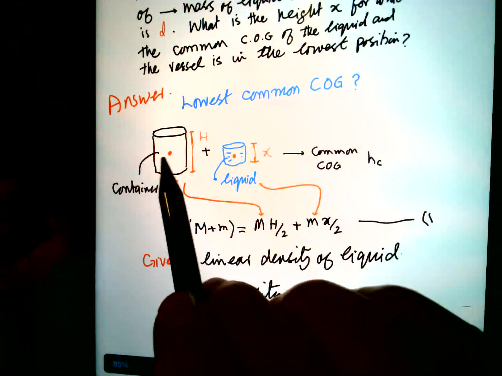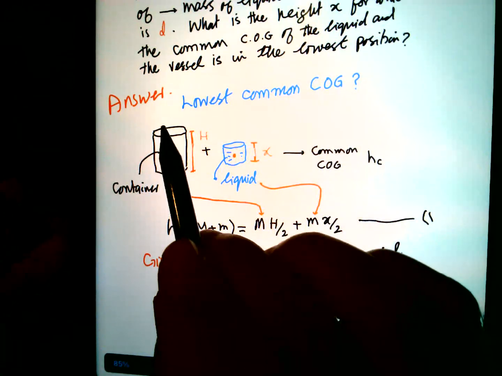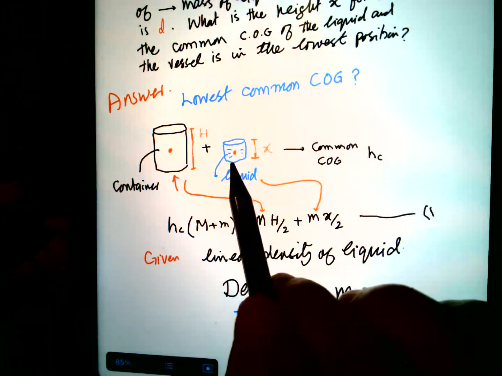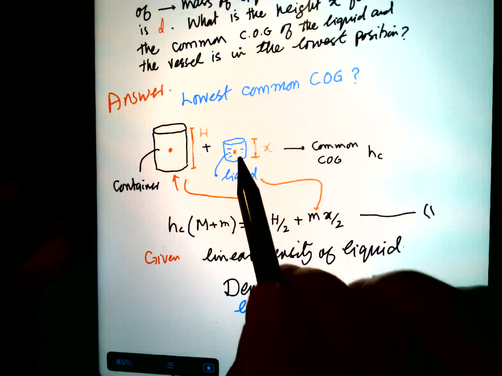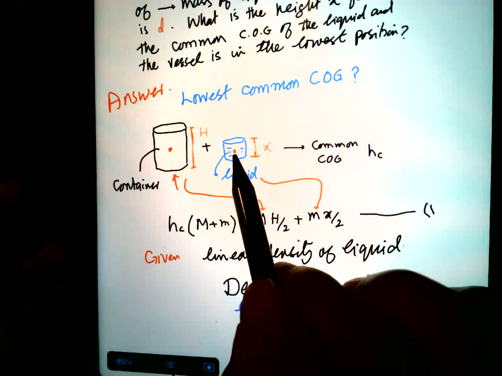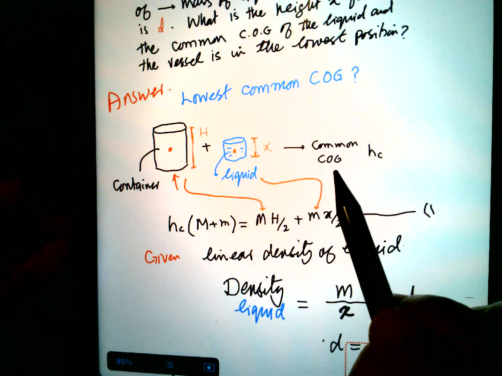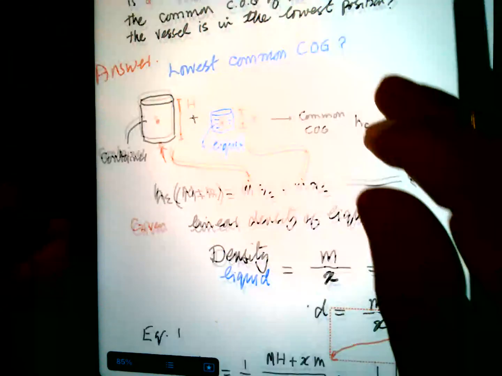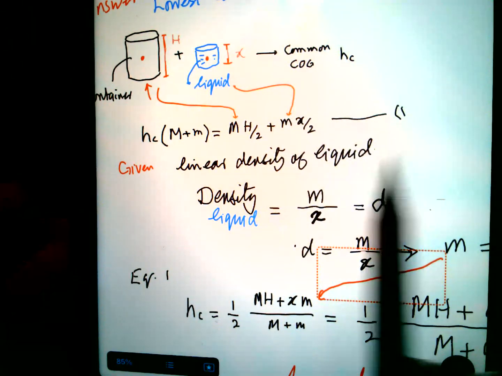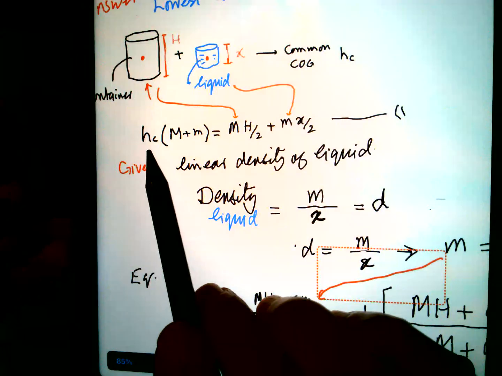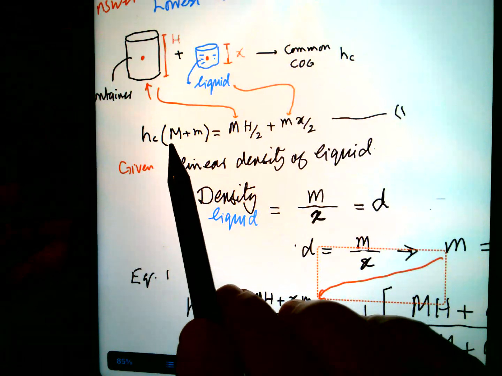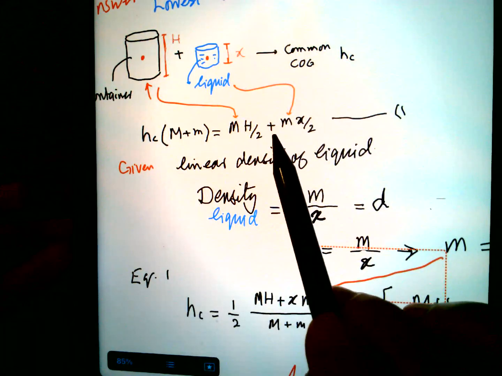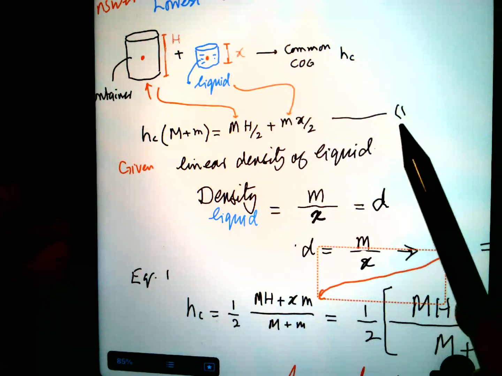Suppose this is a container. It has height H, and H by 2 by symmetry is its COG. Similarly, if we think this is a liquid and it has x height, x over 2 will be its center of gravity from symmetry. So we have to find hc, the common center of gravity. The formula: hc of (M plus m) is equal to M H over 2 plus m x over 2. Equation 1.